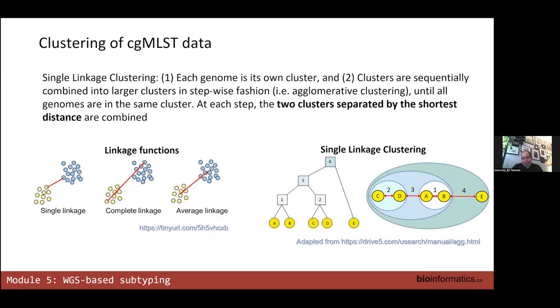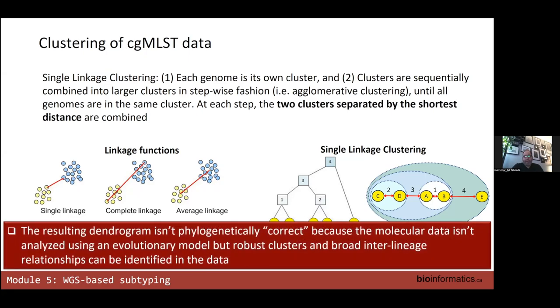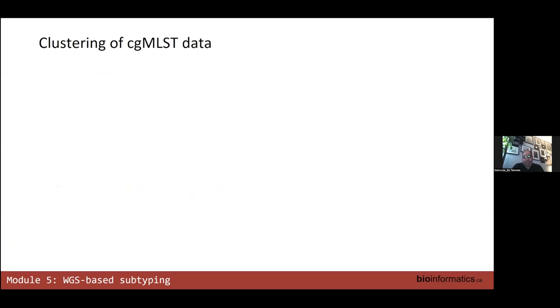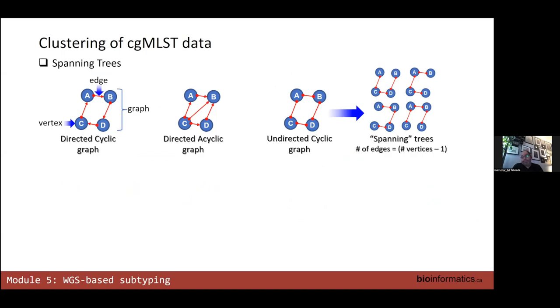I won't take you through that though. We tend to use slightly more sophisticated methods, but they're still rudimentary compared to the phylogenetically aware methods. I will talk about single linkage clustering more because it generates results that tend to look like this other approach called minimum spanning tree.